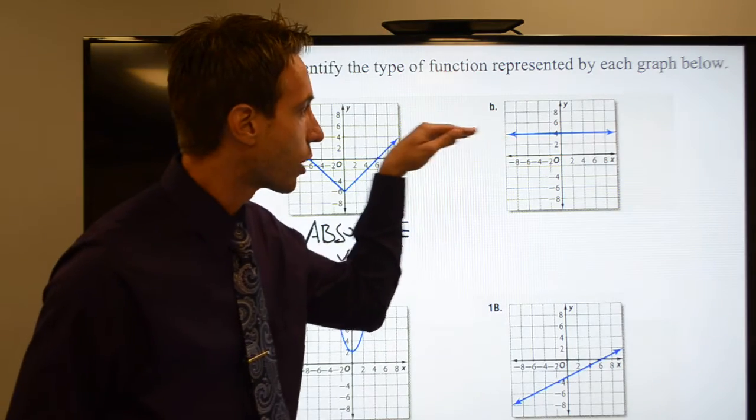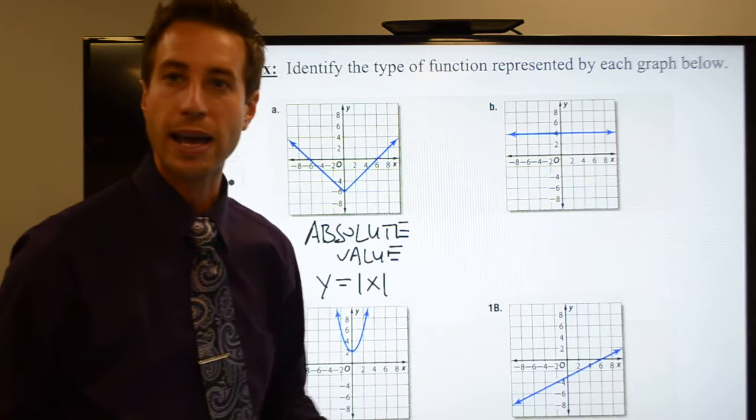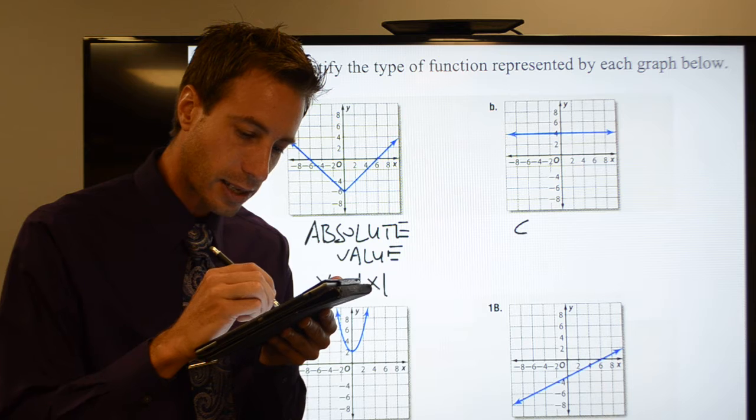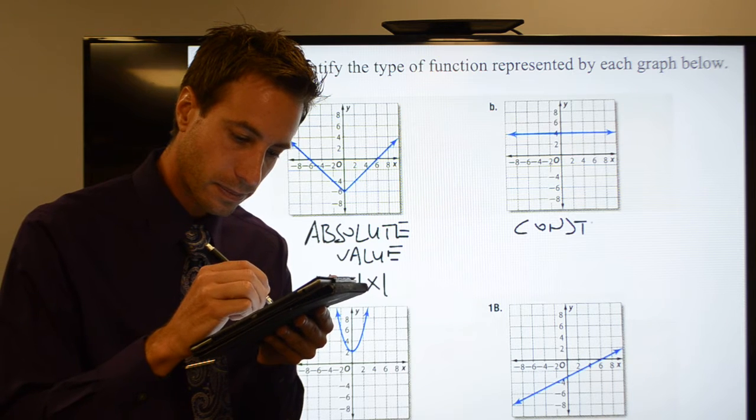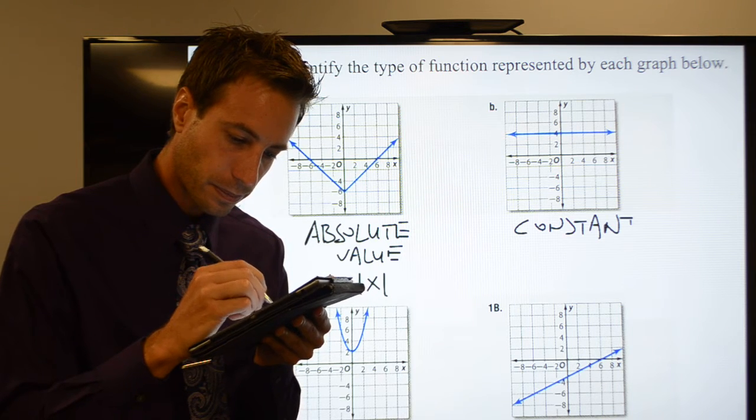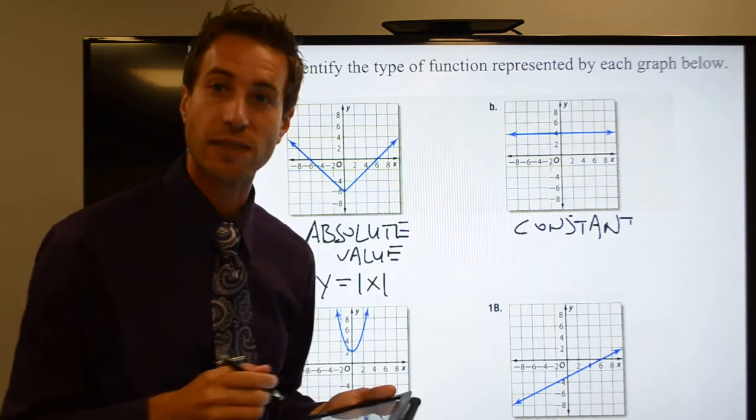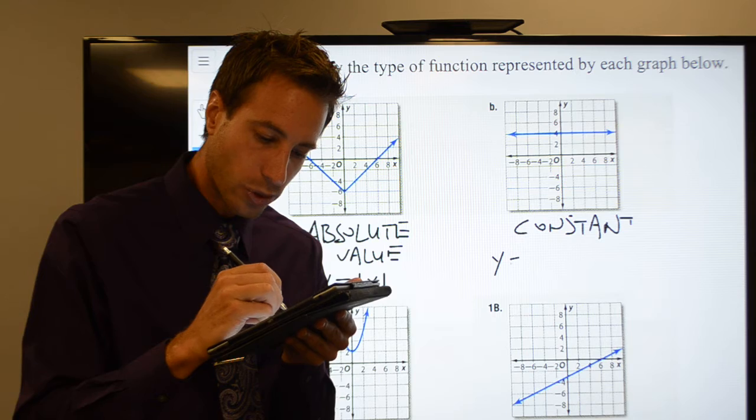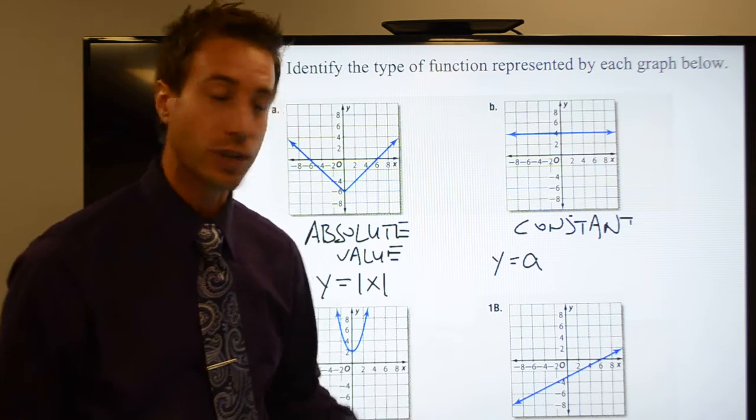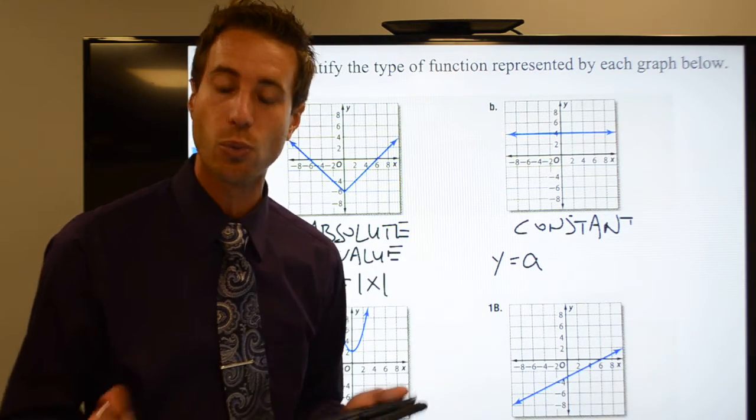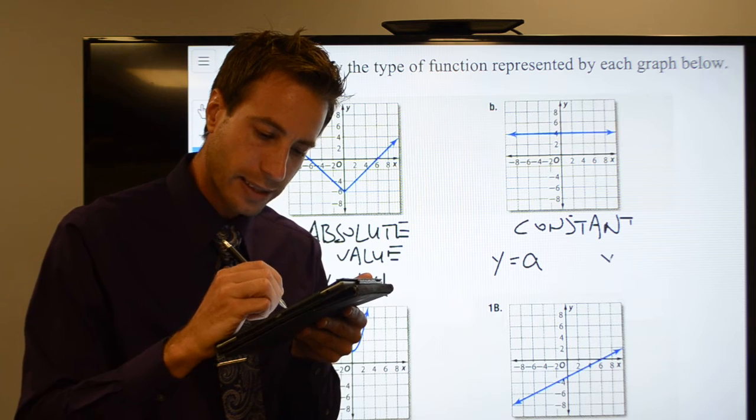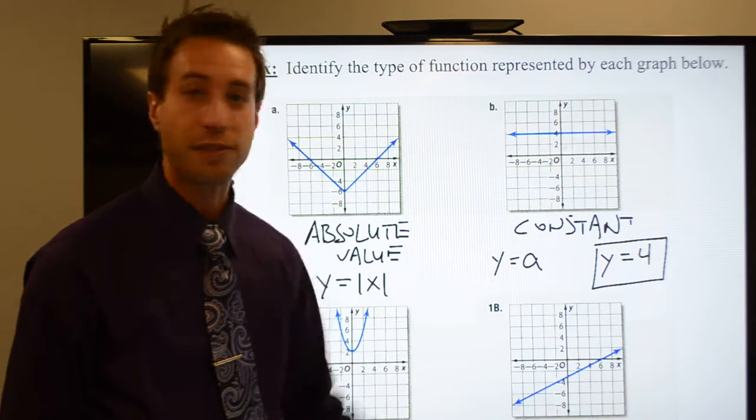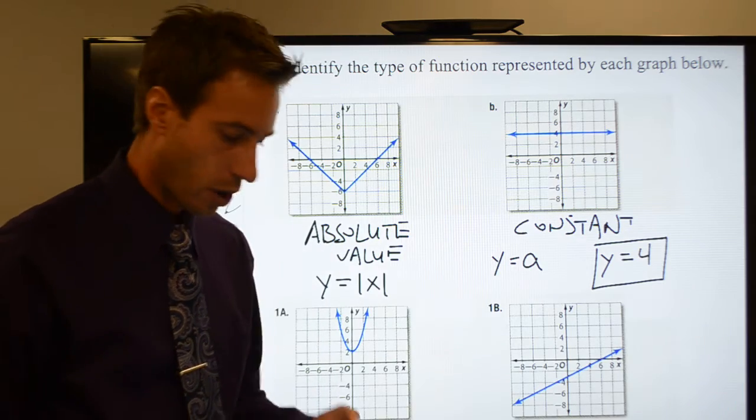Well, this one is just a horizontal line going through y equals 4. You should remember from the previous page, this is the constant function. In this case, the parent function would be y equals a. But for this one, it's really easy. I can see that that line goes through y equals 4, so I'm going to go ahead and write this one: y equals 4 is the graph that you were given. Let's try a couple more here.